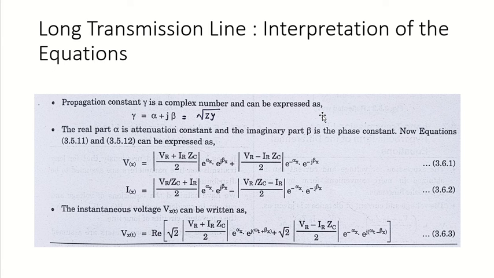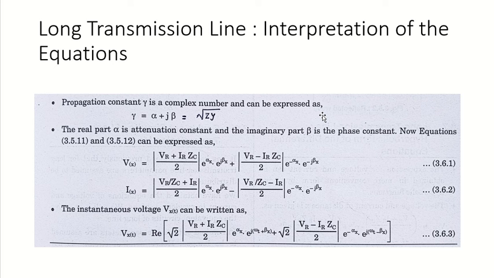We call this gamma term the propagation constant, and it can always be represented in the form of a complex number, as alpha plus j beta. What will be this alpha and beta? Alpha will be the real part, and beta will be the imaginary part, as you can see j is with beta. We will call alpha the attenuation constant, and we will call beta the phase constant.